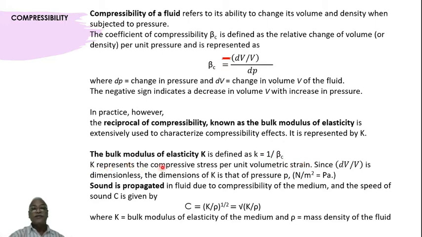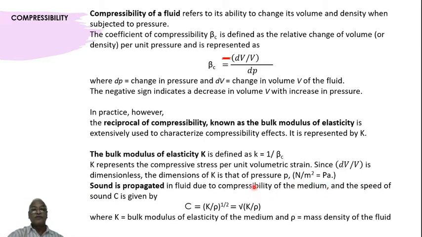Now K represents the compressive stress per unit volumetric strain, because it is the reverse of this. So if you say on that top per unit stress, what is the volumetric strain? So since dV by V is dimensionless, the dimensions of K is that of pressure, that is Newton per meter square, or Pascal. Now sound is propagated in fluid due to compressibility of the medium.